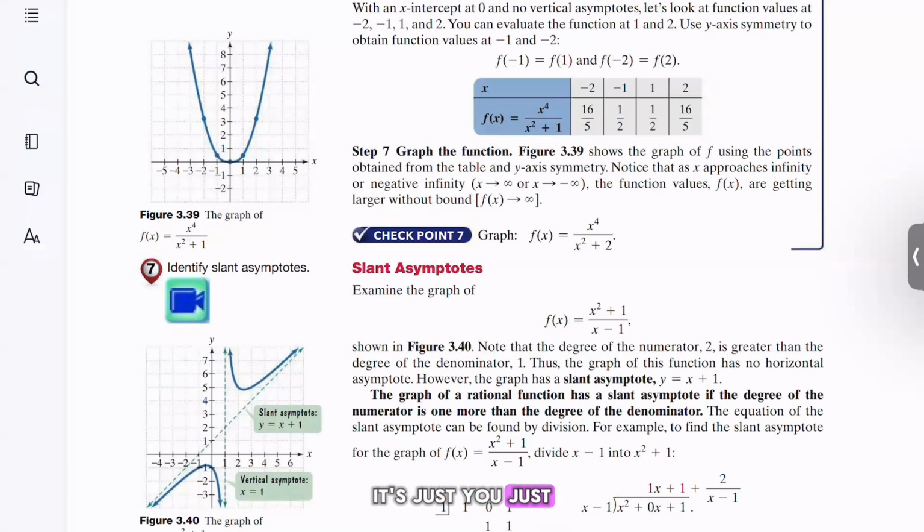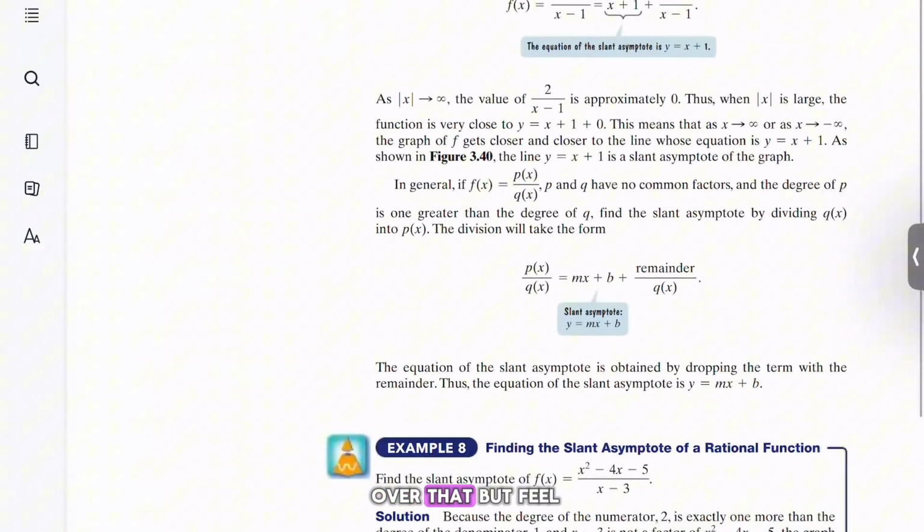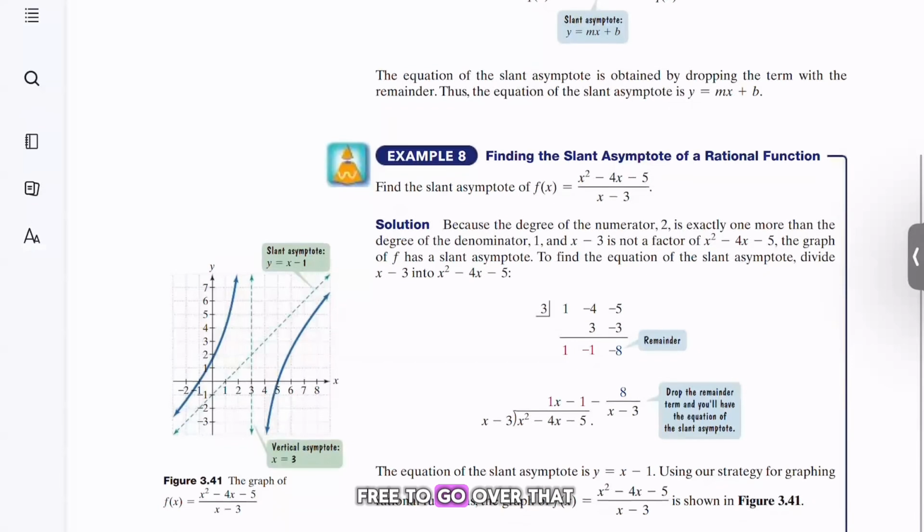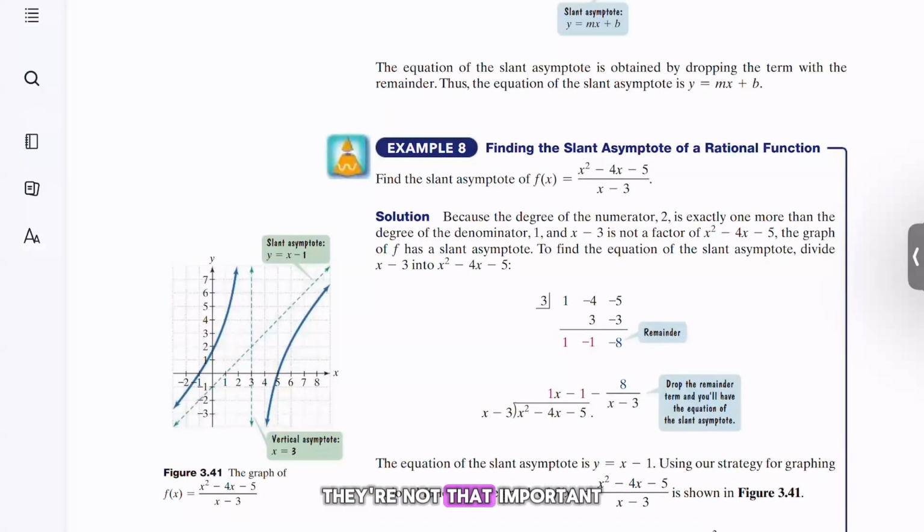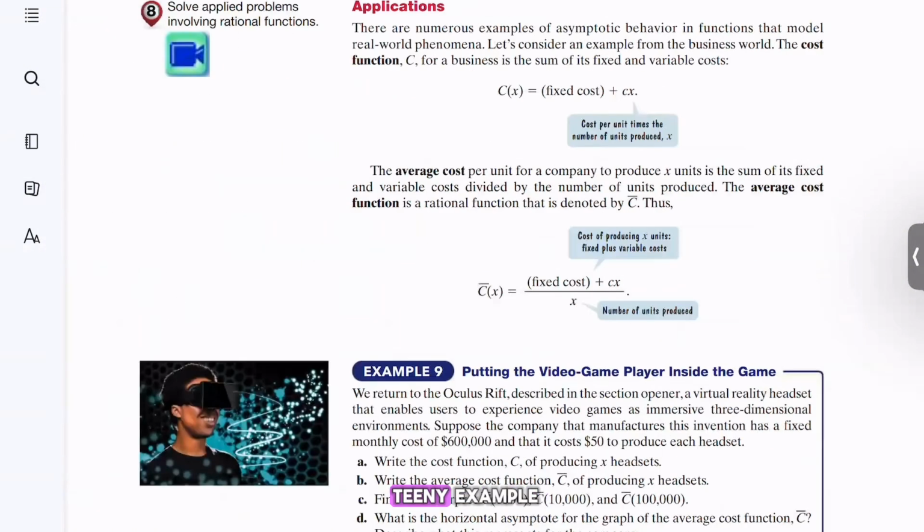You just follow what they're doing. I don't think I have any slant asymptotes on the test, so I'm going to skip over that, but feel free to go over it. They're not that important. I don't ever remember seeing a slant asymptote except maybe in one teeny example.